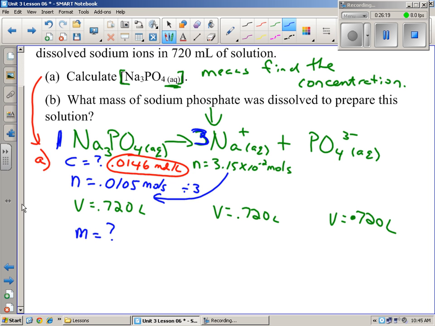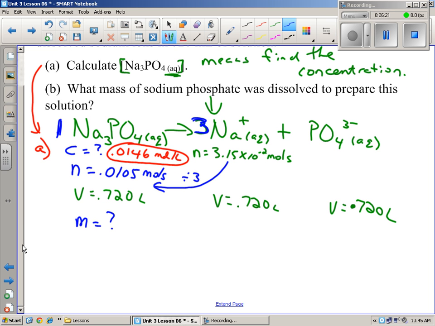Well, how do we find the mass? What formula does that? n equals little m over big M, yes? So we need to know the molar mass. Do we know n? Yeah, it's right there. So we know n, 0.0105 moles. We need to know the molar mass of sodium phosphate. Somebody have that by chance? 163.94, okay? 163.94 grams per mole.